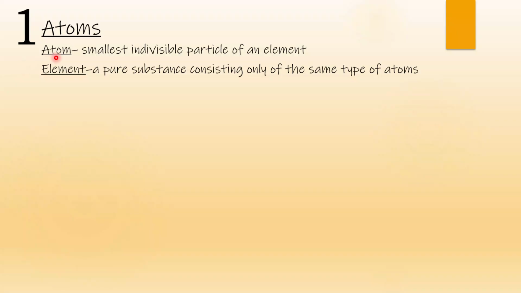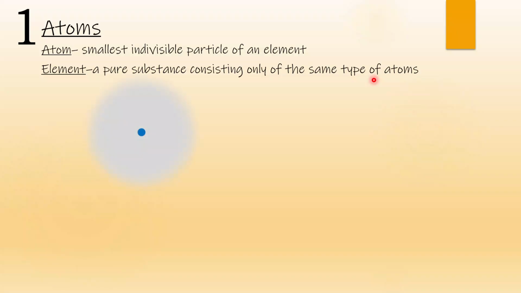Here, with the introduction of an atom, we can also think of an element as containing the same type of atoms. So in other words, if we had a gram of chromium, that gram of chromium would contain all chromium atoms and no other atoms of other elements.